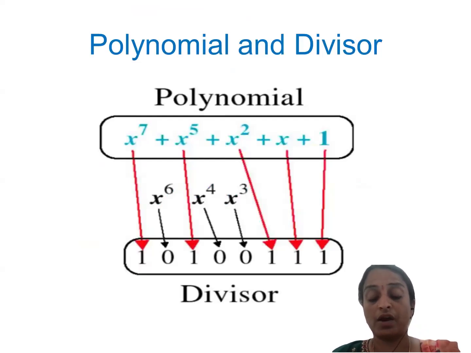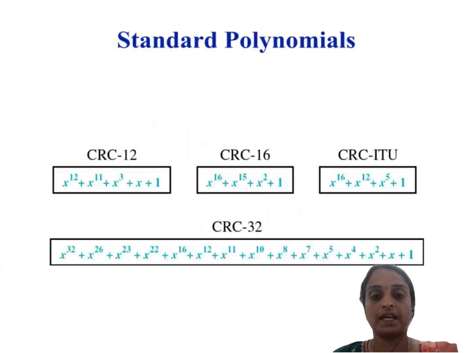We have to consider the coefficients for the x powers. If x powers are there, we consider the coefficient for them. Otherwise, we take 0 bits in the divisor. These are the standard polynomial equations. This one is CRC 12, nothing but a 12 bit divisor. CRC 16, a 16 bit divisor, ITU. Next, this one is CRC 30. In these standard polynomials, you have to consider the coefficients for the x power terms.